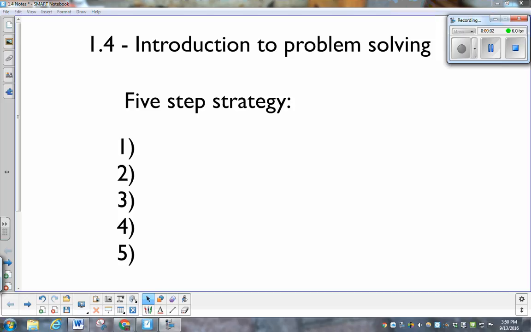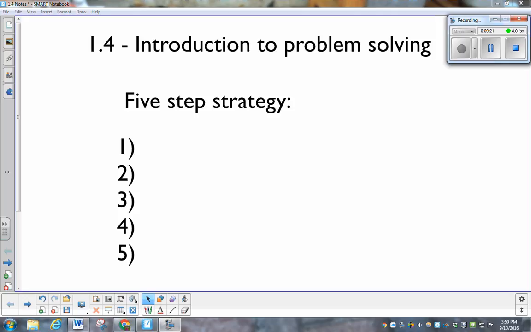These are the notes for section 1.4, and the section is called An Introduction to Problem Solving. So take these notes along with me, and I will try to make sure and note when you should be writing something down and when you can just follow along. So this 5-step strategy, I want you guys to go ahead and write this.